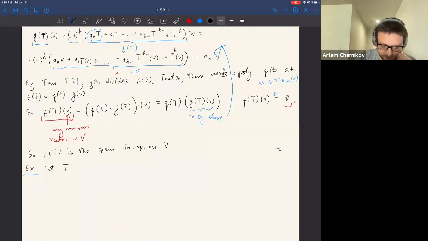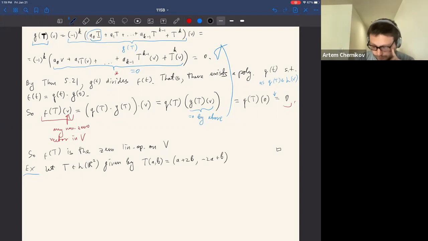So let T be a linear operator on R squared, given by the definition T of (a, b) is equal to (a + 2b, -2a + b). So it is defined like this for all a, b real numbers. Just an example.